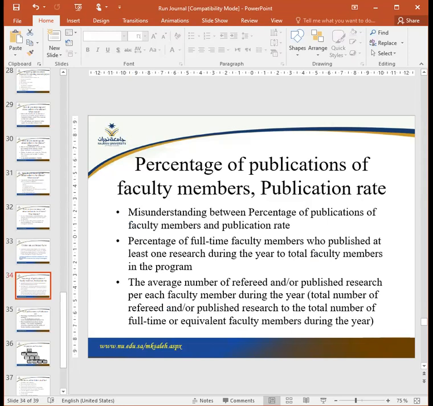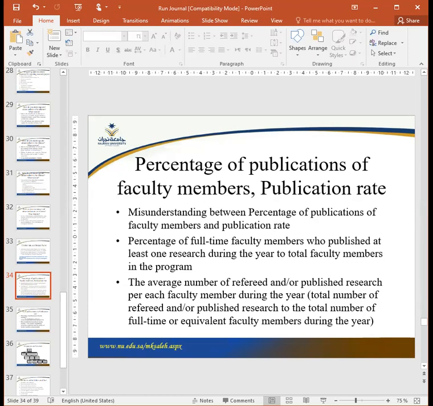Okay, the percentage of publication of faculty members versus the publication rate. There is a misunderstanding between the percentage of publication of faculty members and the publication rate. Several publishers or ranking sites provide data regarding the ranking of universities per publication and publication by discipline. However, they don't have any information regarding the number of faculty members in these disciplines.